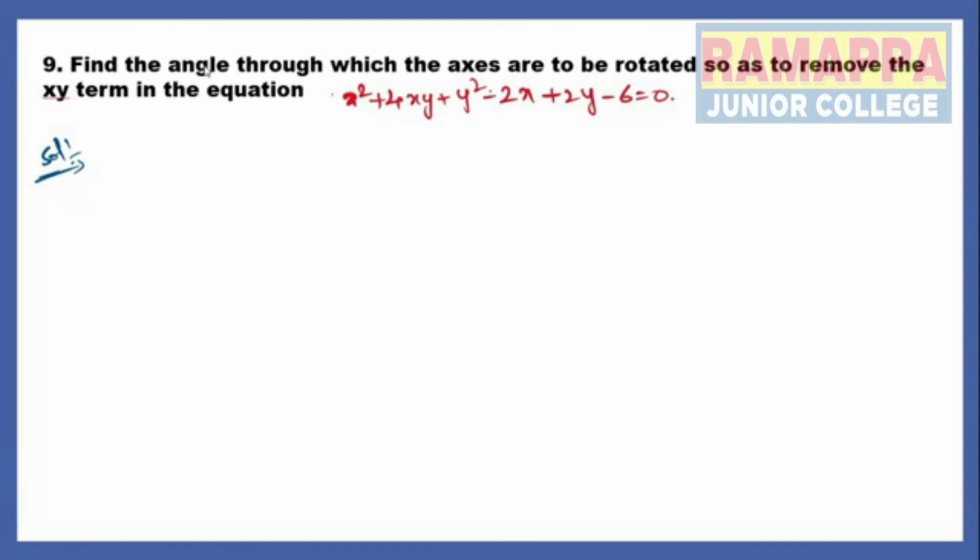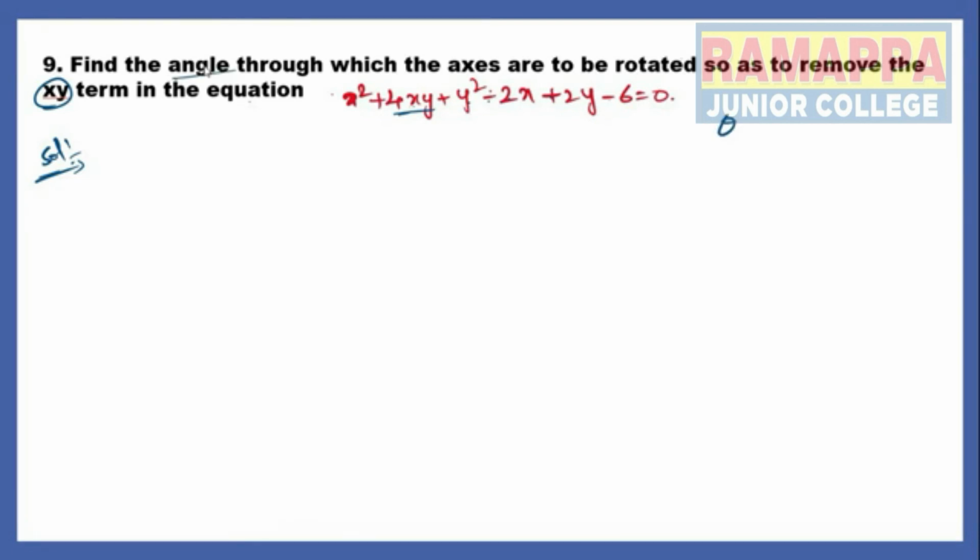Now the ninth question is, find the angle through which axes are to be rotated so as to remove the xy term. So here, we have to remove the xy term in the equation x square plus 4xy plus y square minus 2x plus 2y minus 6 is equal to 0. In this, he is saying the angle through which axes are to be rotated, so as to remove that xy term in the equation. How do we do this solution? Here theta is equal to the angle.